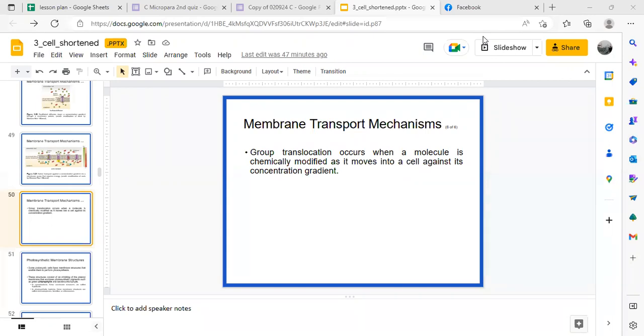So, membrane. When we have certain groups we want translocated, we chemically modify it so that it is stuck within the cell. So that can happen to certain molecules as well.